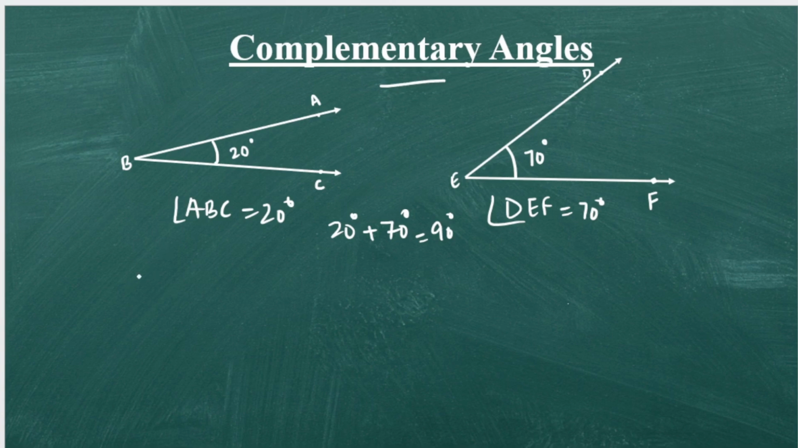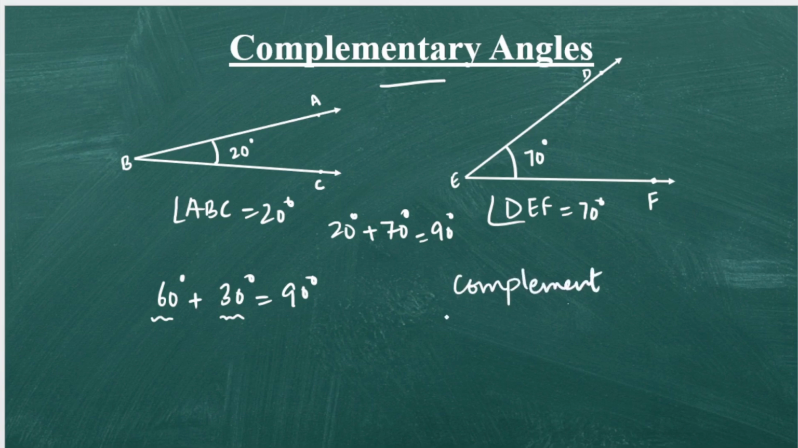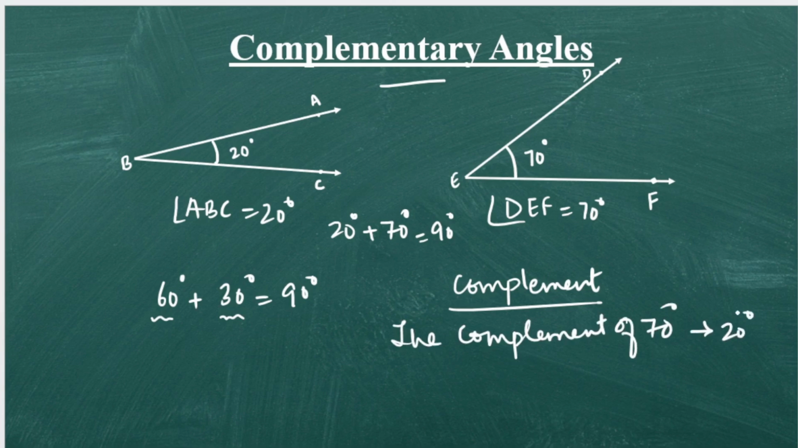Take one more example. Angle of 60 degrees plus 30 degrees. Of course, their total is 90. So the angles of 60 degrees and 30 degrees are complementary angles. When two angles are complementary, each angle is called the complement of the other angle. So in this case, the complement of 70 degrees is equal to 20 degrees, because 70 plus 20 is 90 degrees.